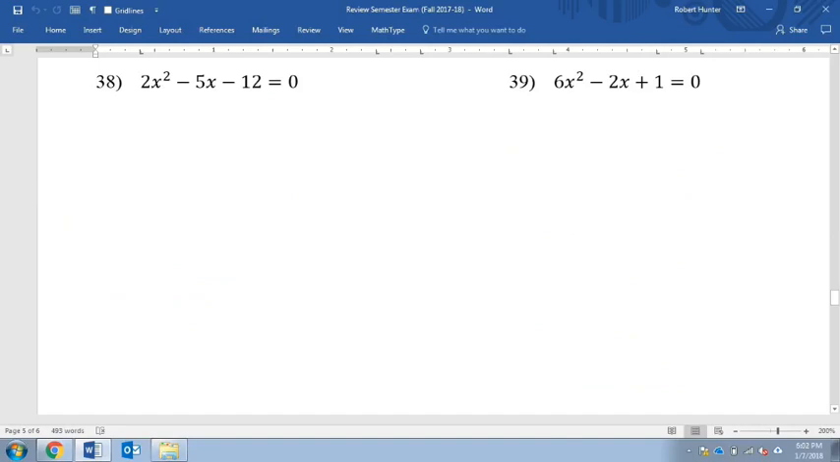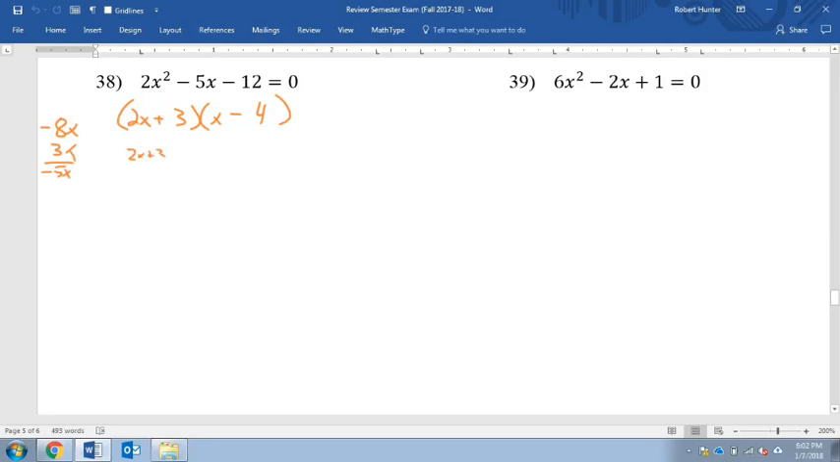Alright, 28 factors out to 2x and x times 12. That's going to be 4 and 3. I'm going to guess 4 over here, 3 over there, and the 4 is going to be negative. So that's negative 4 times 2 is negative 8. 3 times 1 is 3, and those add up to negative 5. Good, that's what I wanted. Alright, and then we'll solve it out.